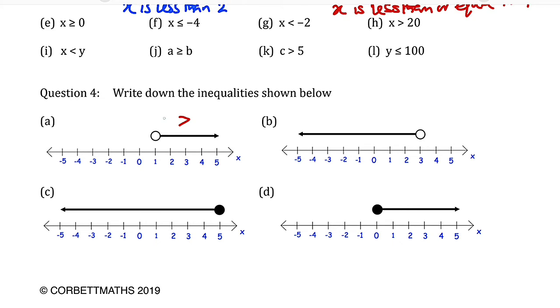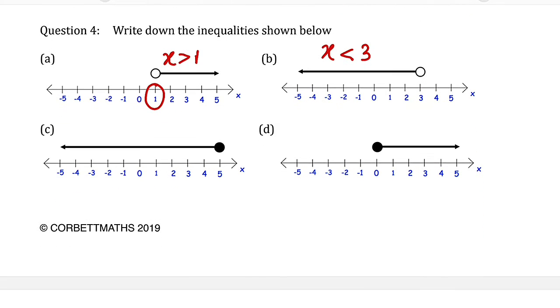Then I will write x at the back. Then from where does the line start? It starts from 1. It indicates x is greater than 1. Can you see that? As simple as that. Then moving to the B part, the arrow is looking toward the left-hand side, which indicates less than. And you can see it is an open circle, so it is just less than. So we have x less than what? 3, because it starts from 3.